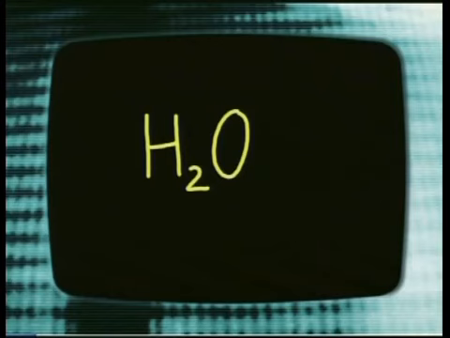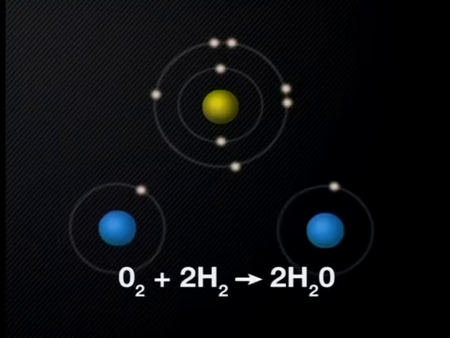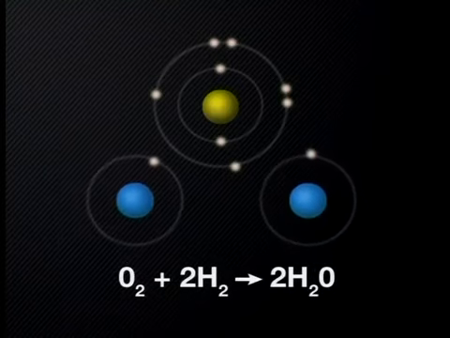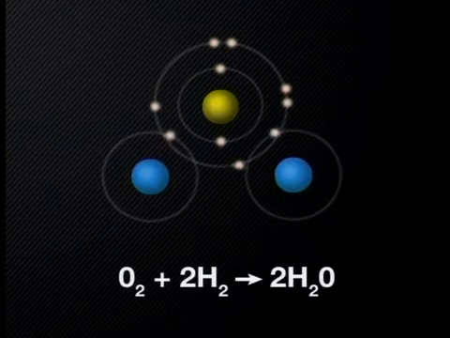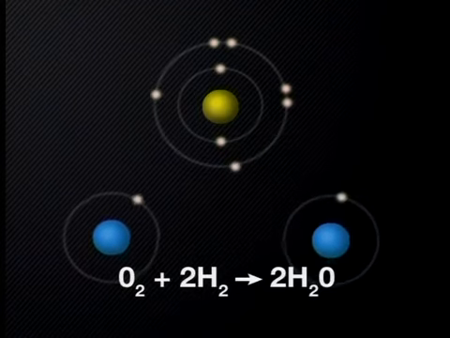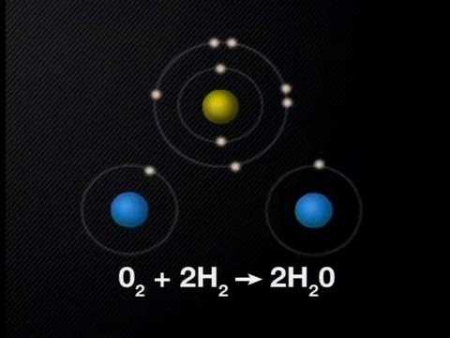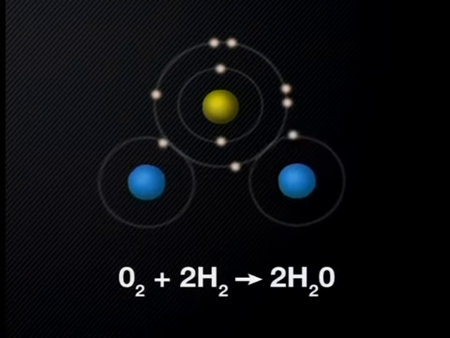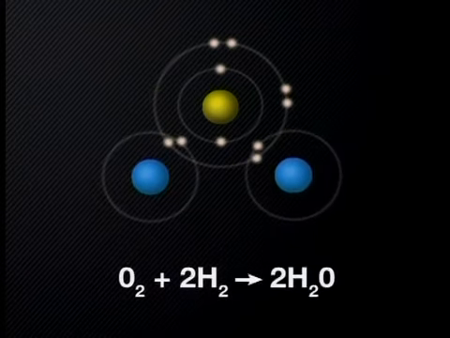Let's have a look at an animation to see how these water molecules form. Diatomic oxygen and hydrogen atoms react and bond to form water molecules. Do you see how the oxygen and hydrogen pair shares electrons to bond covalently? This creates an angular molecule.